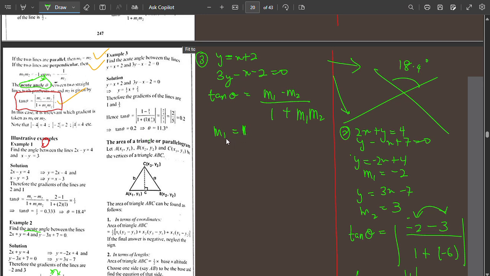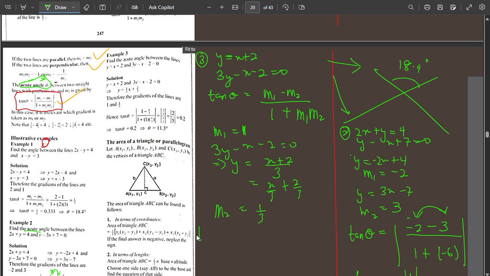If you don't know how to find gradients, you should check out our previous videos where we found gradients. And then in equation 2, 3y minus x minus 2 is equal to 0. This can be expressed in this form: y is equal to x over 3 plus 2 over 3. So m2 is 1 over 3.